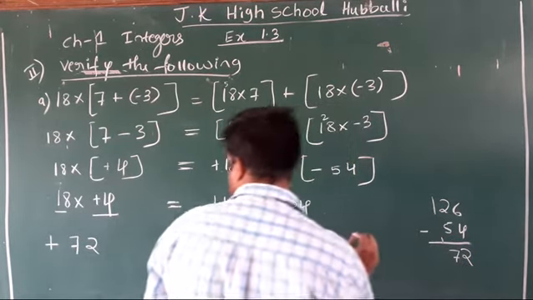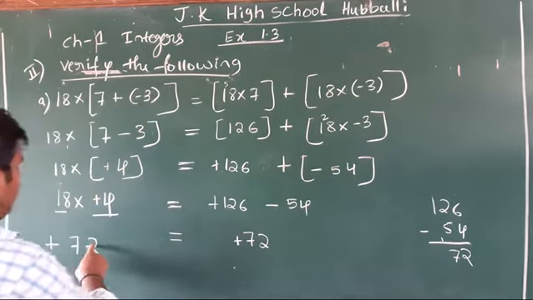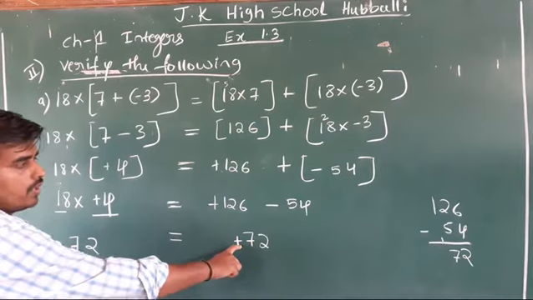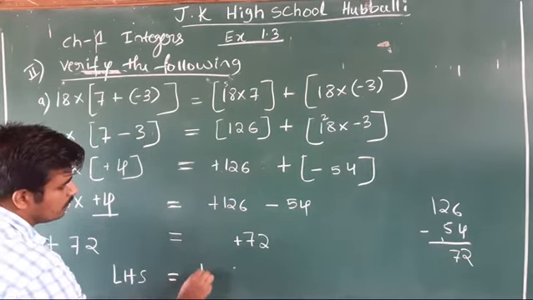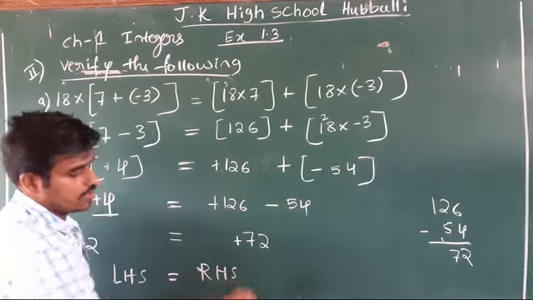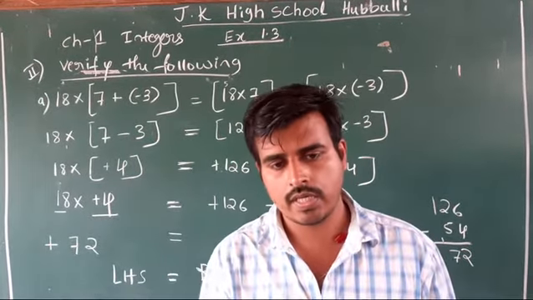So our answer is 72, and the greater number sign is plus, so plus 72. Therefore LHS is equal to RHS. Therefore the given statement is true.